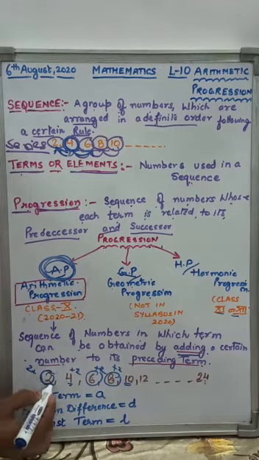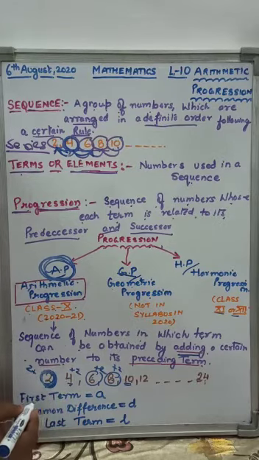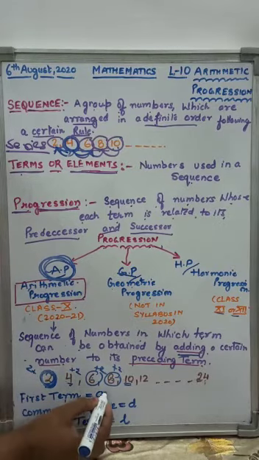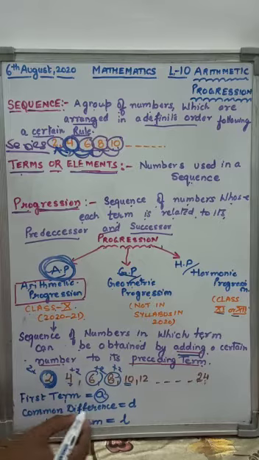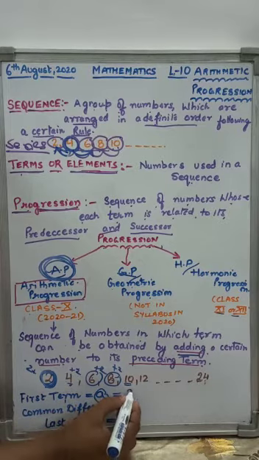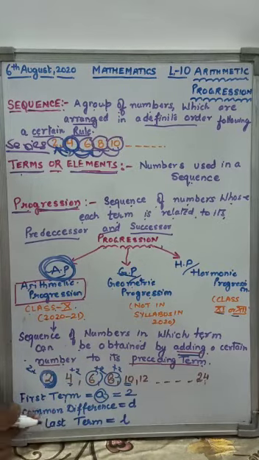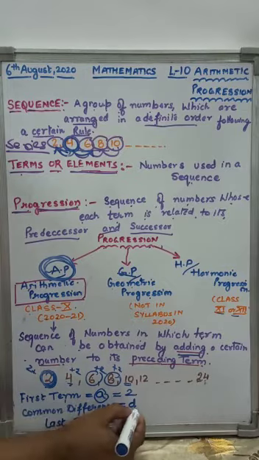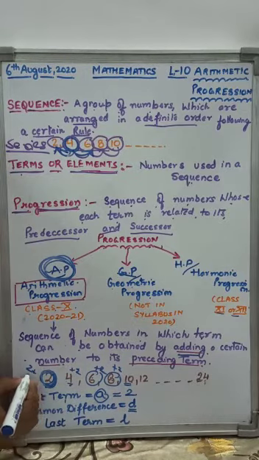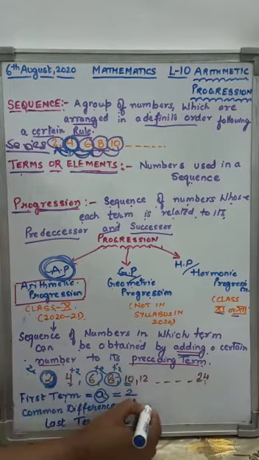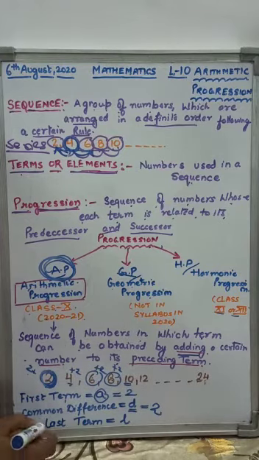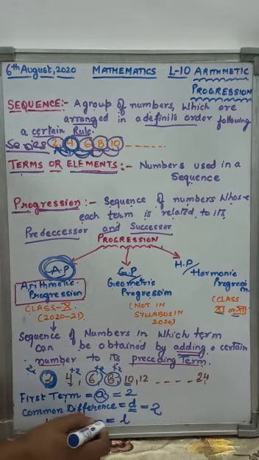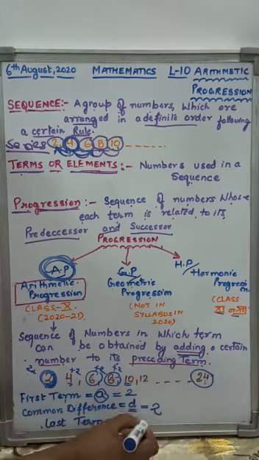First number, this first number is known as first term. That is represented by symbol small a. So here first term is 2. Common difference. Common difference is written by d. What is the common difference over here? 2. Last term means last number is represented by small l. What is the last number over here? 24.